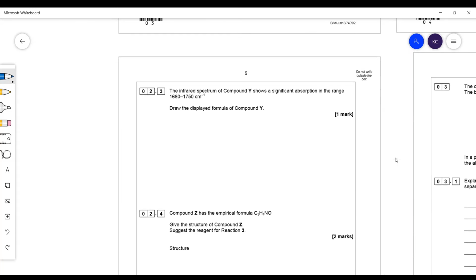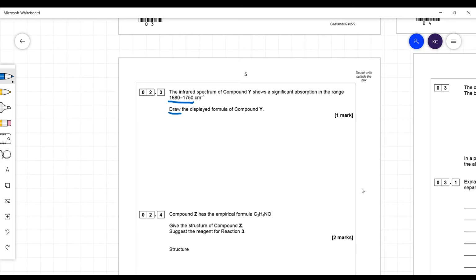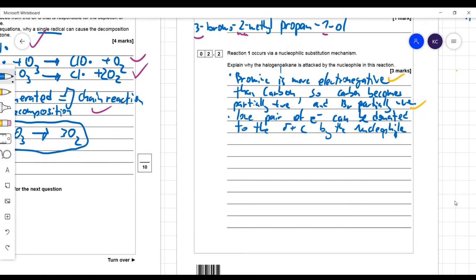Okay, in this part, they're telling you that the infrared spectrum of compound Y shows a significant absorption in the range 1680 to 1750 reciprocal centimeters. So you're supposed to draw the display formula of compound Y. Okay, so let's look at compound Y, because I forgot how it looks.